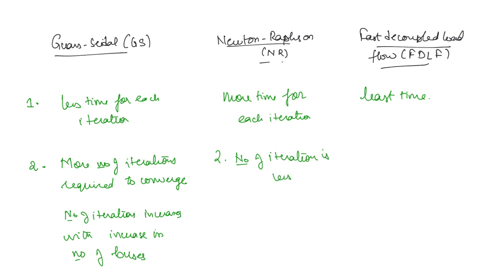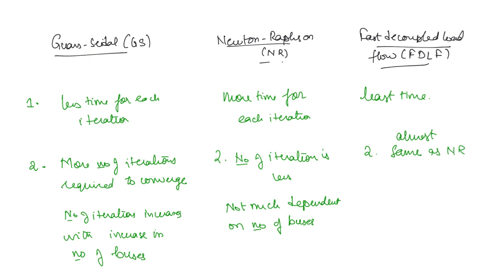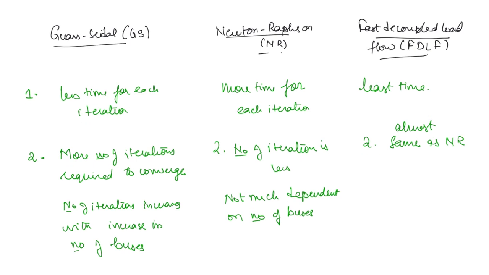In Newton-Raphson method, the number of iterations is less. Okay, and also it is not going to be much dependent on the number of buses. It is more or less going to be same. So that is why for huge power systems, Newton-Raphson is preferred. Okay, and fast decoupled load flow, it is going to take almost the same as the Newton-Raphson method.